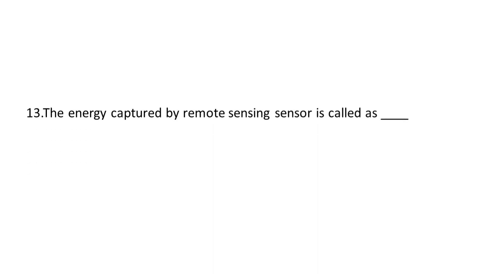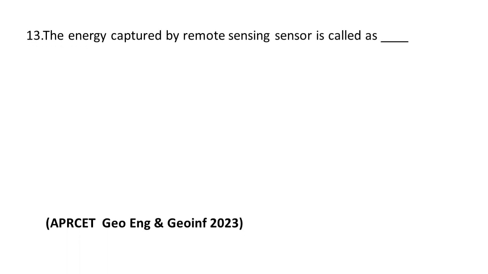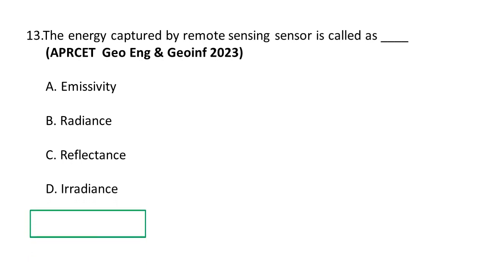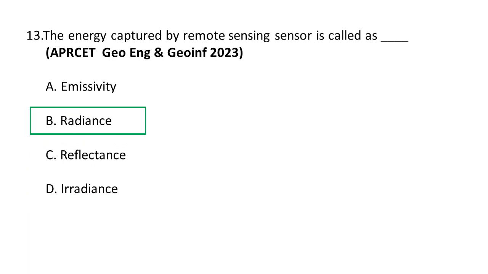The energy captured by a remote sensing sensor is called as A. Emissivity, B. Radiance, C. Reflectance, D. Irradiance. The energy captured by a remote sensing sensor is called radiance. B is the correct option.